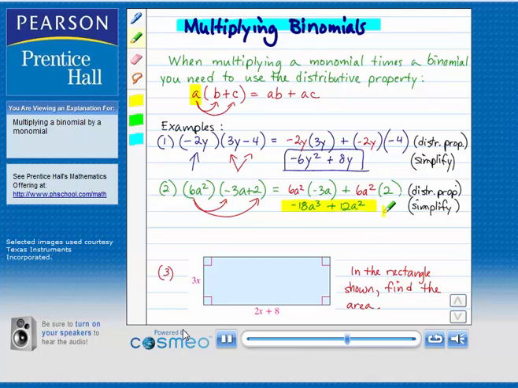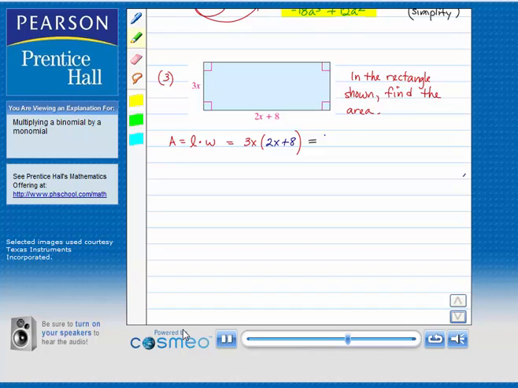Okay? Well, let's scroll down now and then look at the rectangle. The width of the rectangle is 3x, the length is 2x plus 8, and we're asked to find the area. Well, remember that area of a rectangle is length times width, or width times length. We've written it as width times length, but that's okay because a times b is equal to b times a. Multiplication, you remember, is commutative. So why don't you go ahead and find that product as well. I'll take another break, and when you're finished, or if you need help, hit continue and I'll be right back.